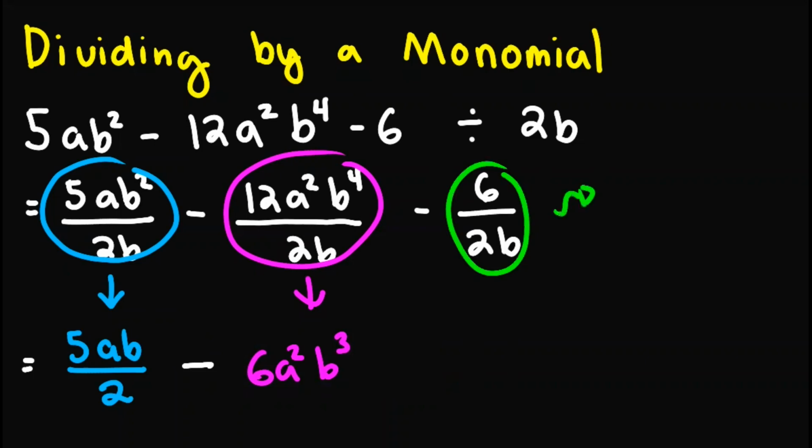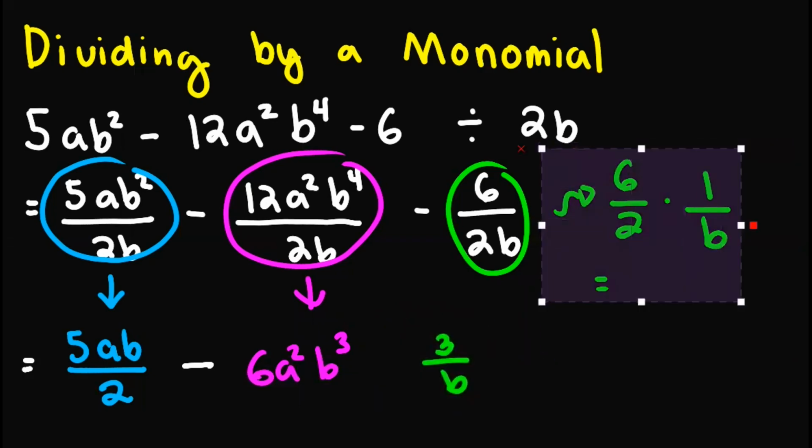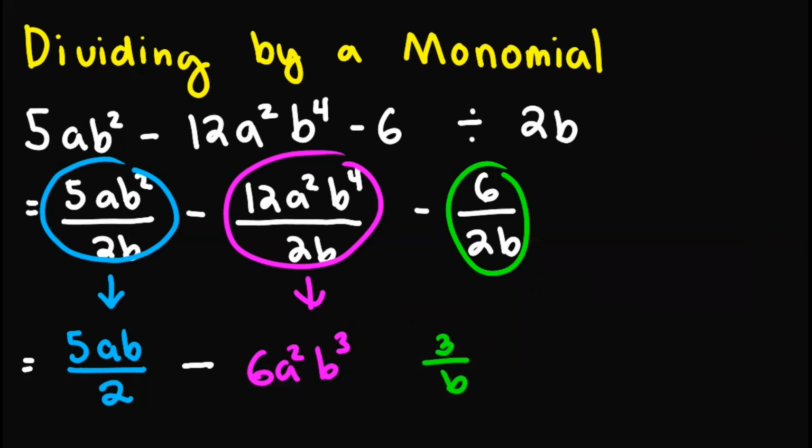Note that we can write this as 6 over 2 times b raised to negative 1, or simply 1 over b. Let's write 1 over b. And this one simplifies into 3 over b. Bring down the operation. And so we have finally simplified this division out here.